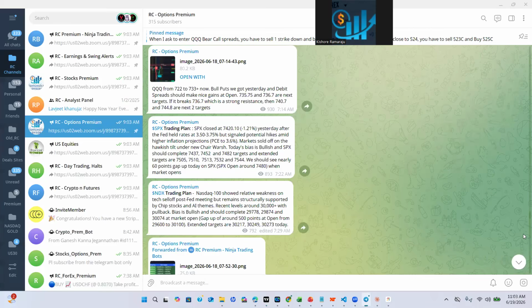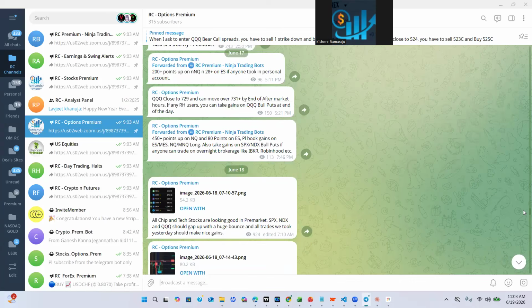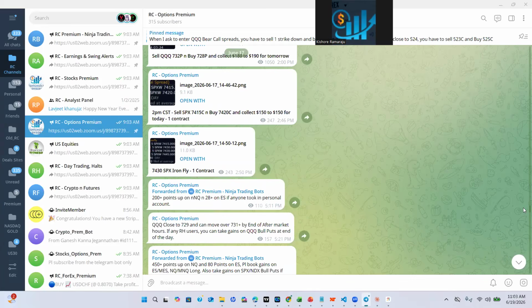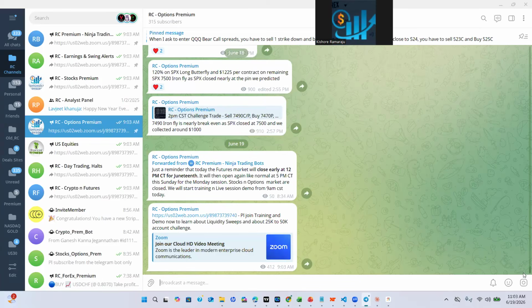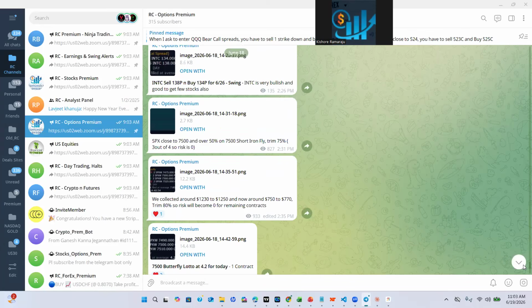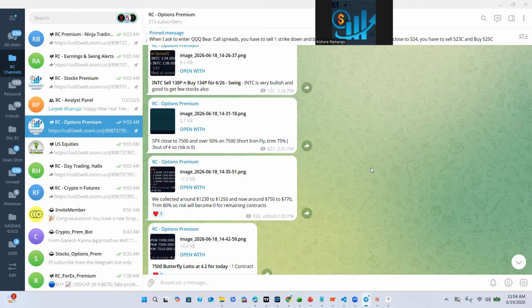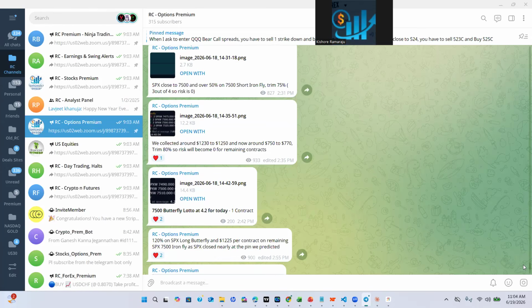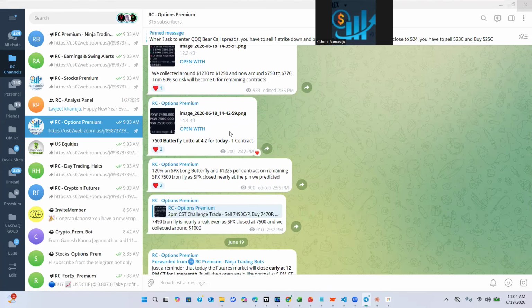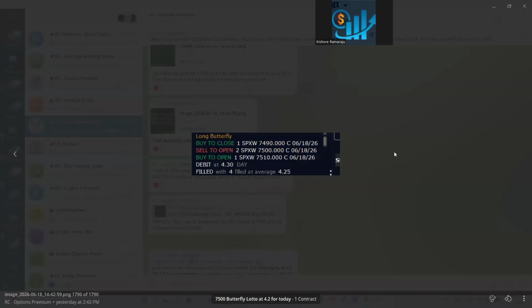So right before the day, for example, we took swings for next week. Intel is very bullish. Good to get a few stocks also. SPX close to 7500, right, for the 2 p.m. challenge. We expected SPX to close around 7500. So you will get an alert like this, right? A long butterfly.